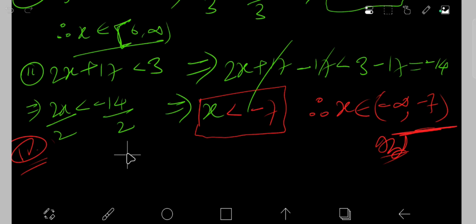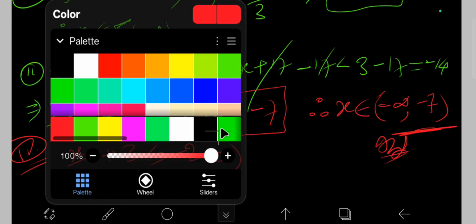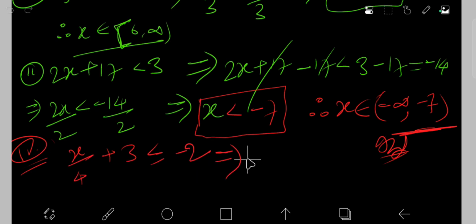The third question is 7 minus 4x greater than minus 17. We solve the fourth number, the inequality is x by 4 plus 3 less than or equal to minus 2. How do we cancel out this constant on the left side? Firstly we subtract 3 from both sides, so this 3 cancels out, and minus 2 minus 3 is minus 5, so we get x by 4 less than or equal to minus 5.